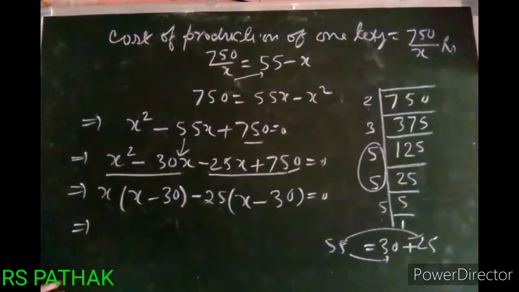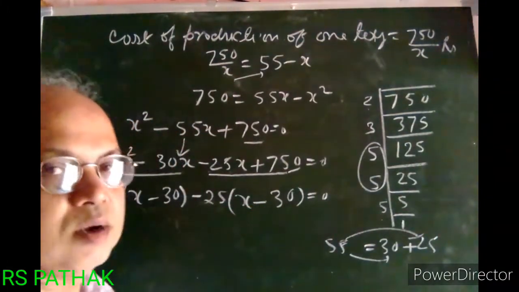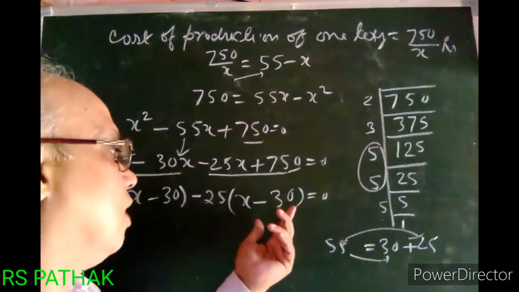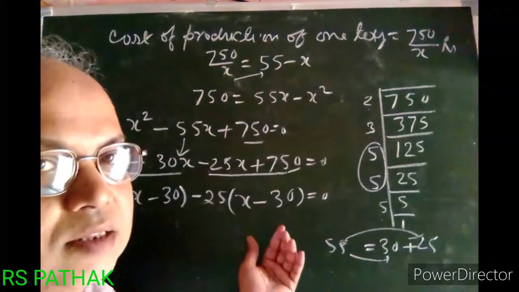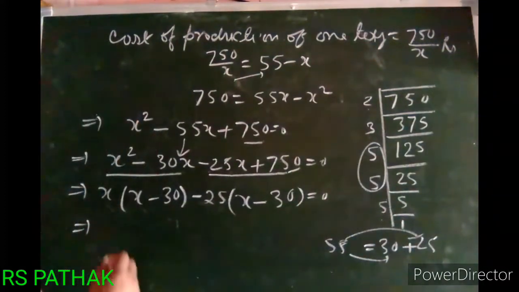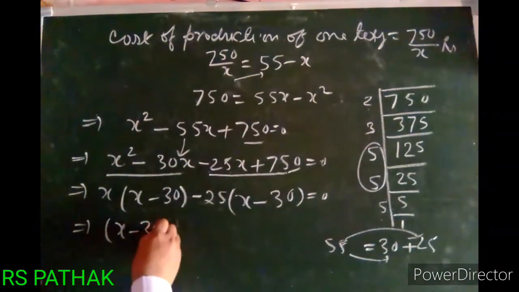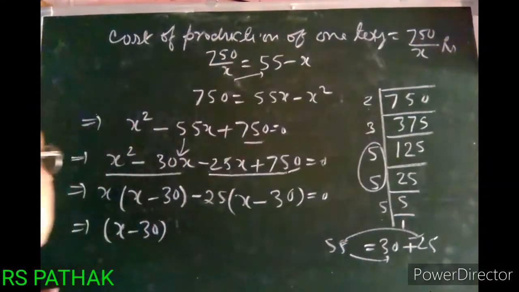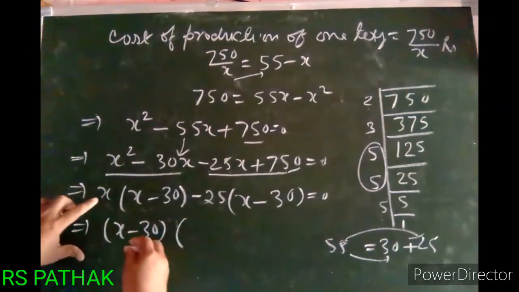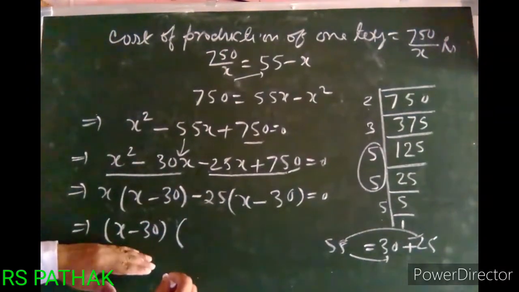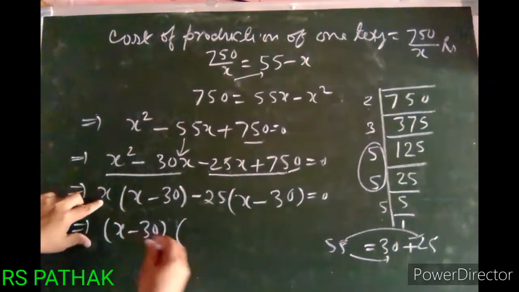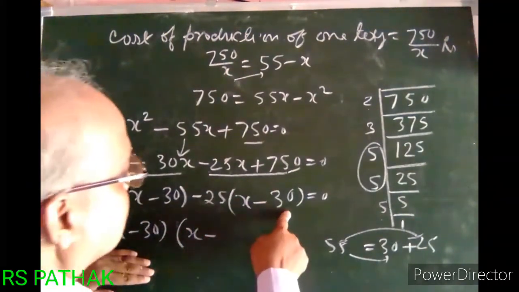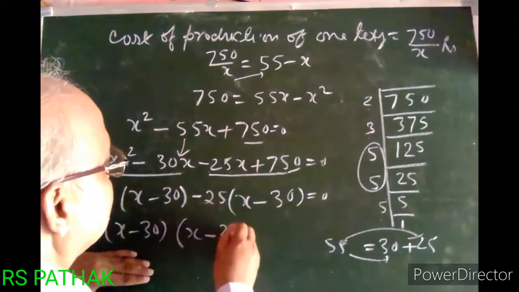Now x minus 30, both the brackets are the same. Under the bracket, the quantities are the same. Therefore, I will take the bracket as a whole. x minus 30 is common. Now make another bracket. x minus 30 divided by x minus 30, x will remain, minus sign, x minus 30 divided by x minus 30, 25 will remain.